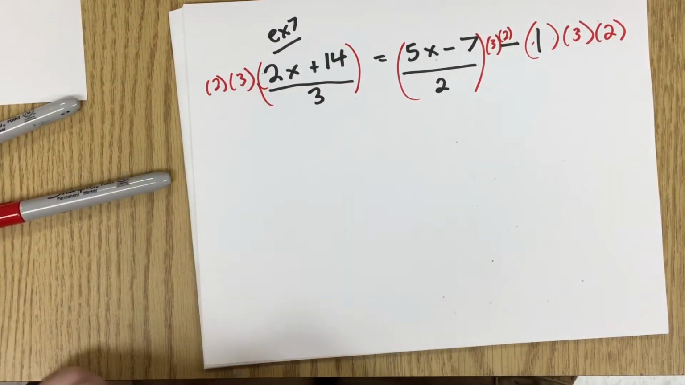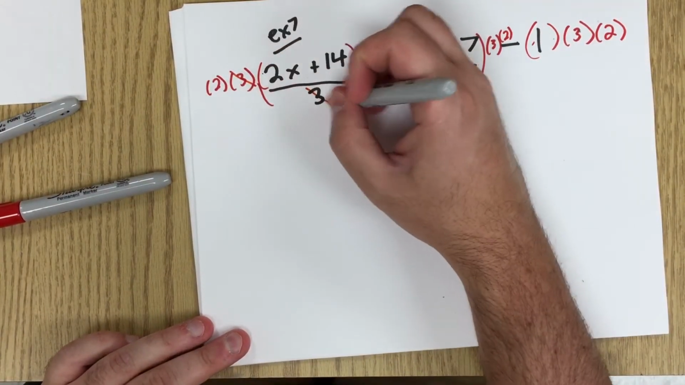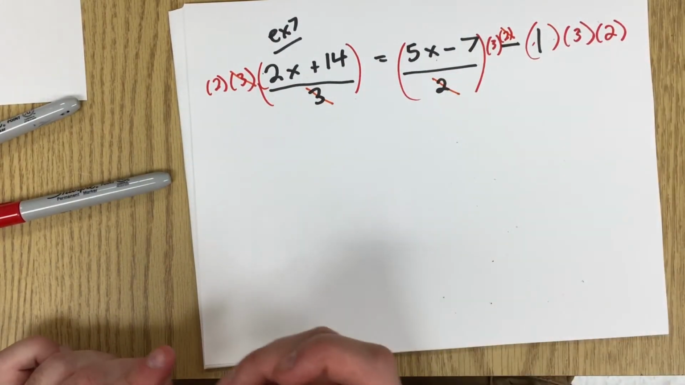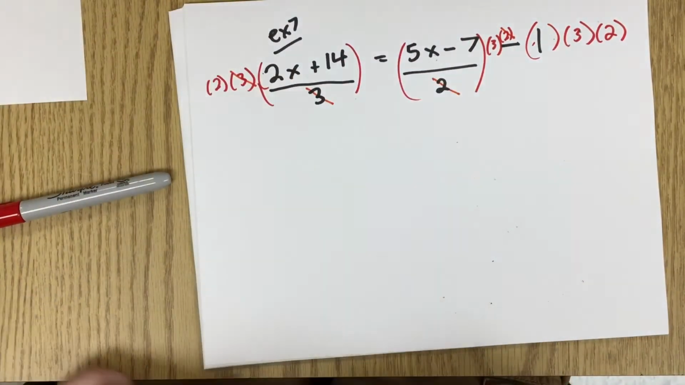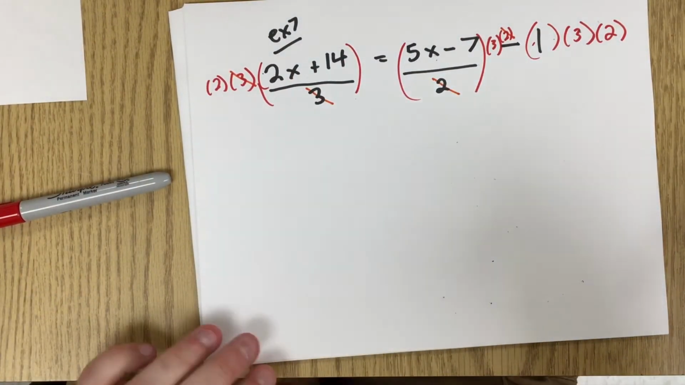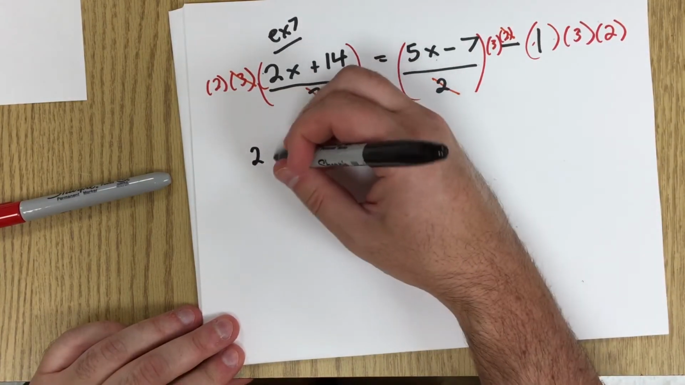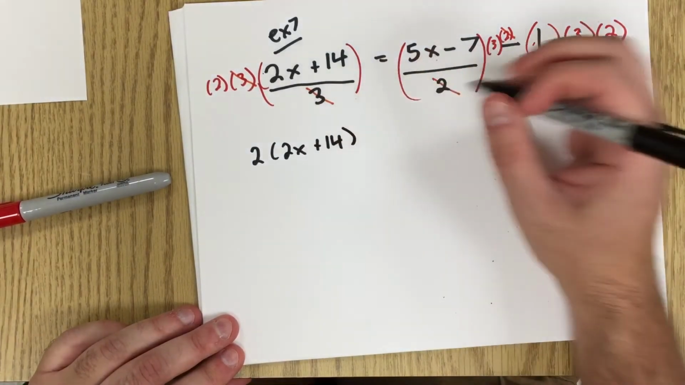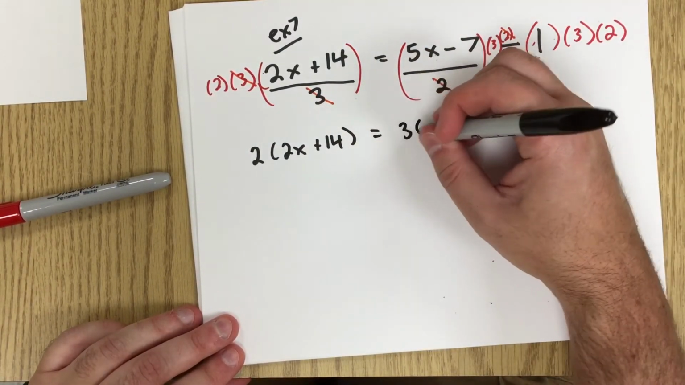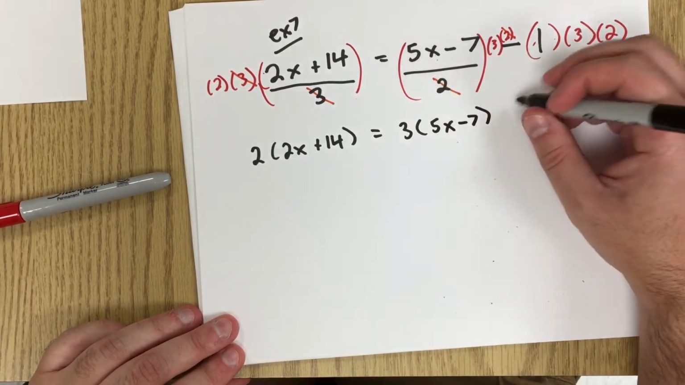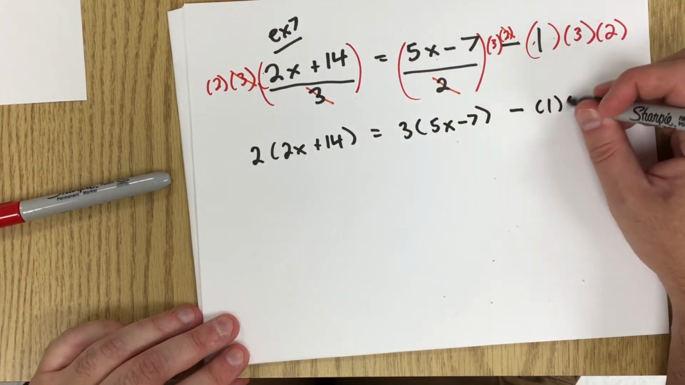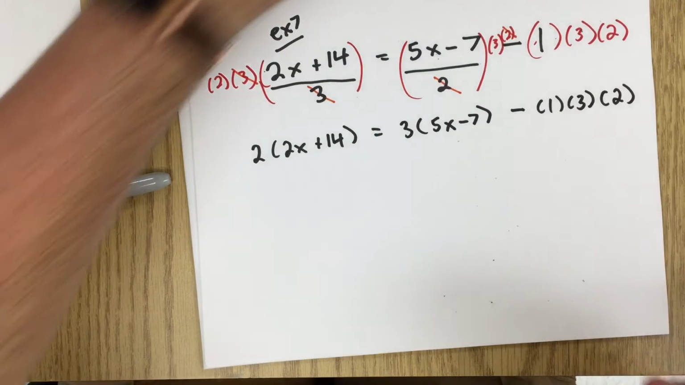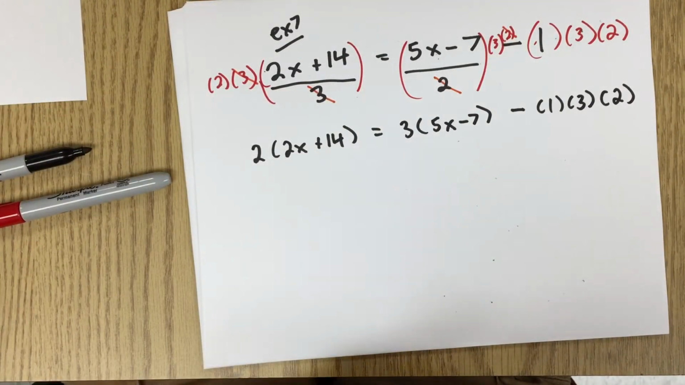And we have to be careful about what we're canceling. So this cancels with that. This 2 cancels with this 2. And nothing cancels over there. So writing everything we have left, we get 2 times 2x plus 14 equals 3 times 5x minus 7 minus 1 times 3 times 2. And there we go. And now we're back to regular no fraction algebra.